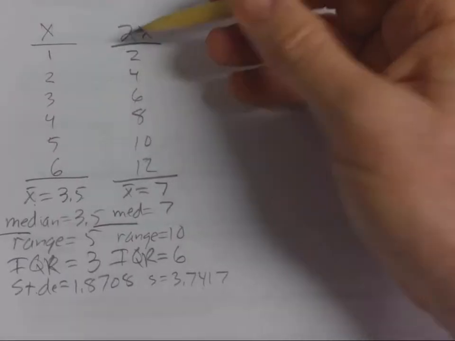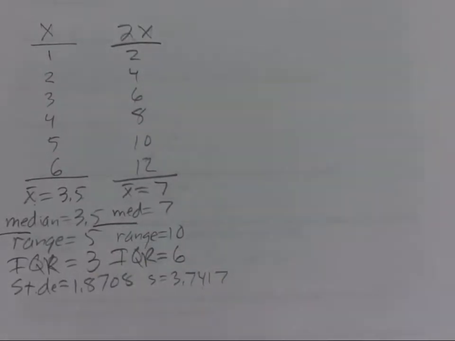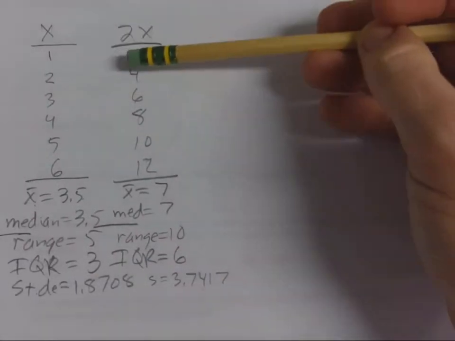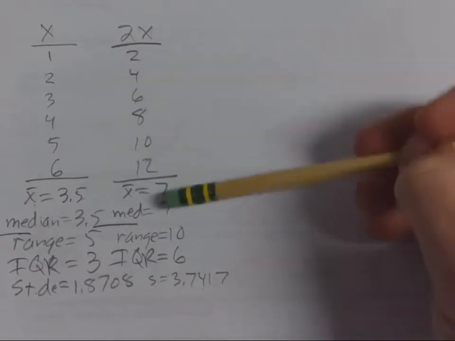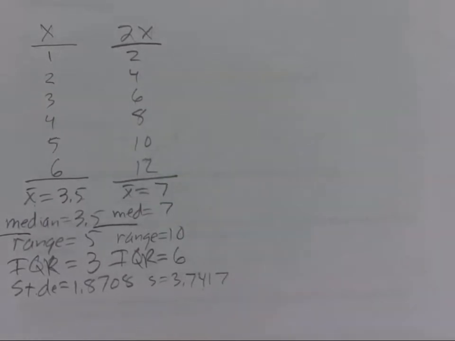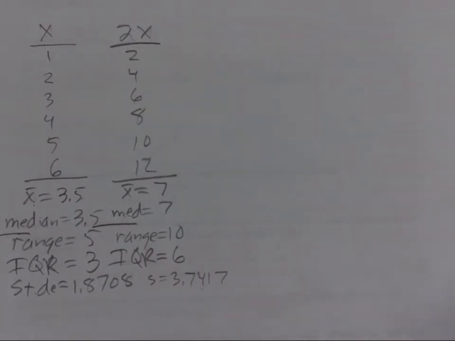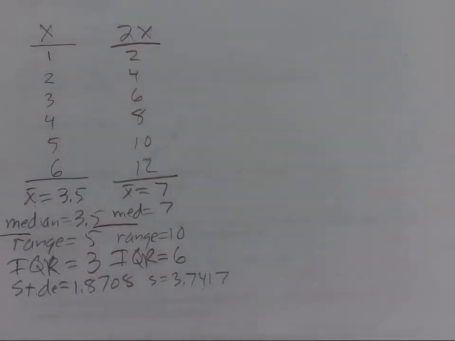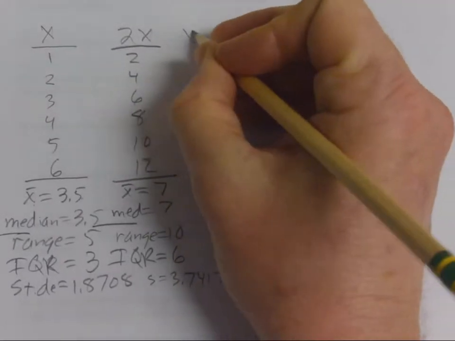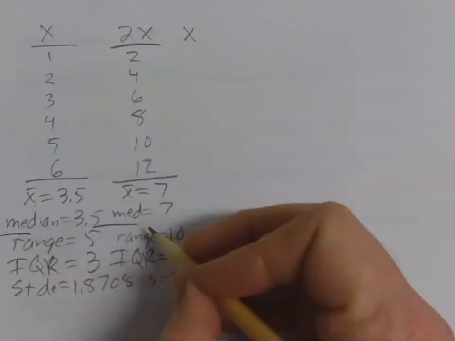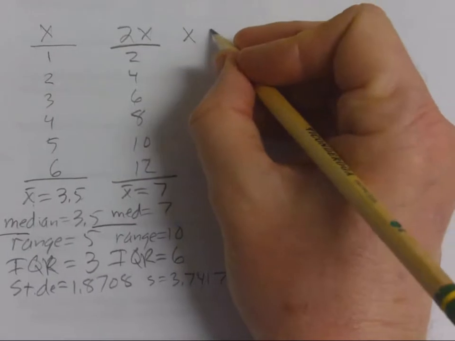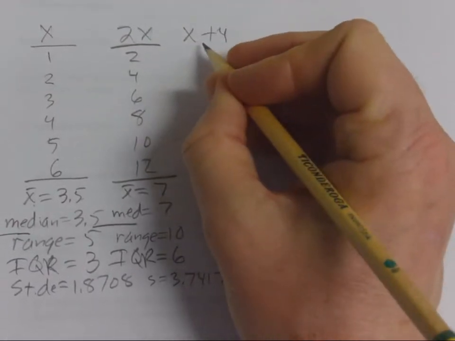So our generality is when you multiply a random variable's values by a number, it multiplies all the measures of center and of spread by that number. And by the way, any measure of placement as well, such as the 75th percentile or the 20th percentile. But what if you add or subtract something? Same thing applies if you divide. What if you, let's say, add 4 to all of these numbers?